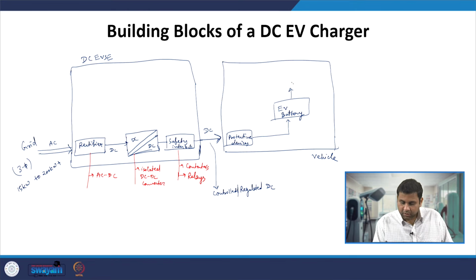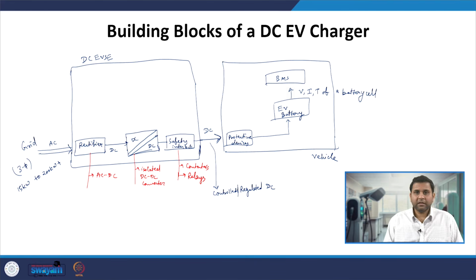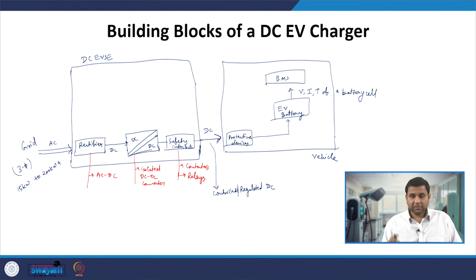And then again the BMS will be there, which will keep on monitoring voltage, current, and temperature of a battery cell to make sure the charging is being done safely, or the battery pack is operating safely. So the BMS will be continuously monitoring the voltage, current and temperature of a battery cell, and this BMS will now communicate with the charger controller which is present on the DC EVSE.